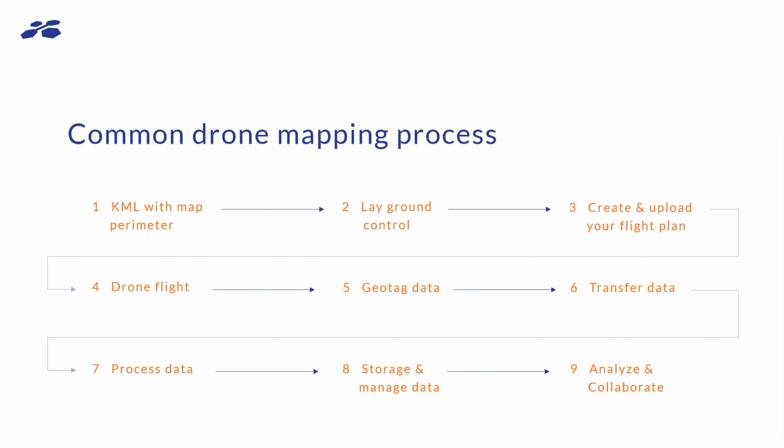And the normal drone mapping process is you have a map perimeter. That's just showing the target that you want to map. You're going to need to lay ground control points, create and upload your flight plan. You'll fly the drone. You'll geotag the data, connecting the data captured with the location where it was captured. You'll transfer the data to a processing system, process the data, store and manage the data, and at that point, you finally get what you're after. All that time, you get to analyze it and collaborate with your team.